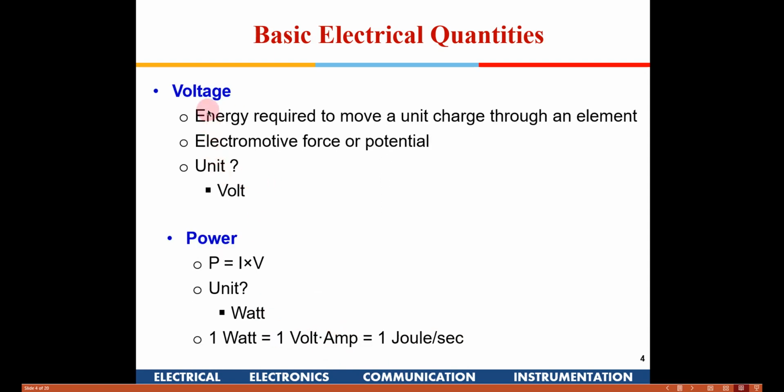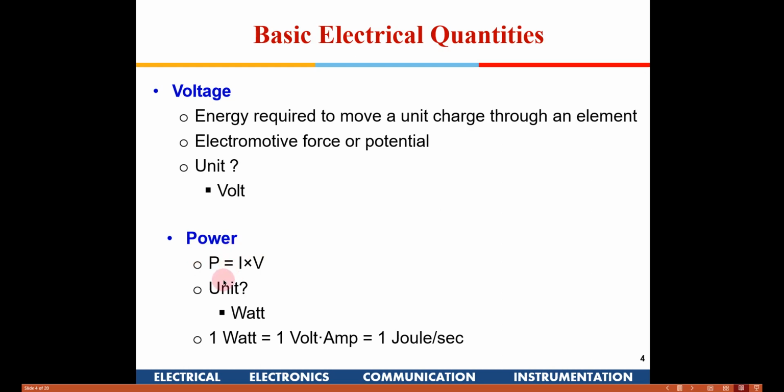The third one is voltage. It is the energy required to move a unit charge through an element. It is the work done to move a unit charge from point A to point B. Between those two points there will be a potential, and that is known as voltage. The unit is volt. It is basically work done.